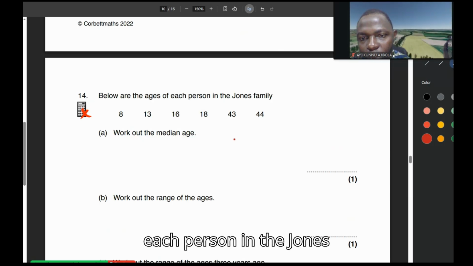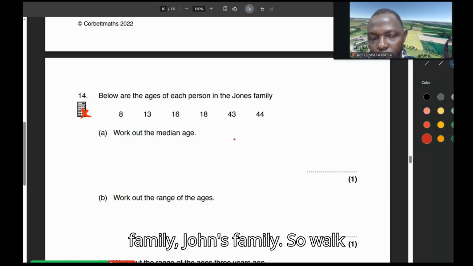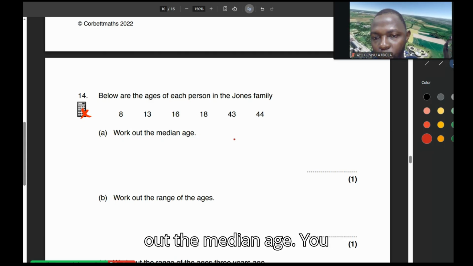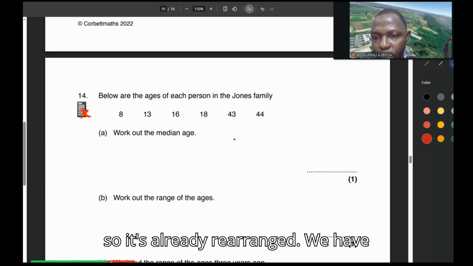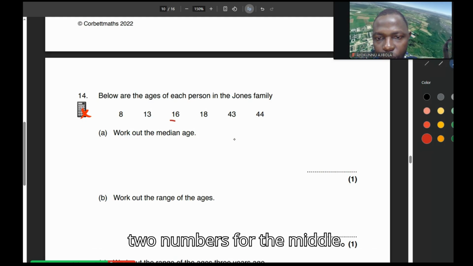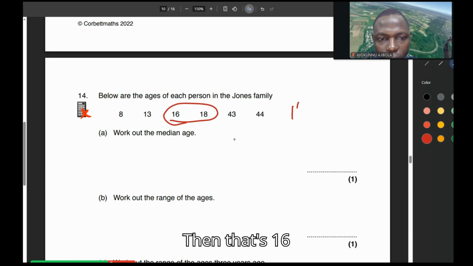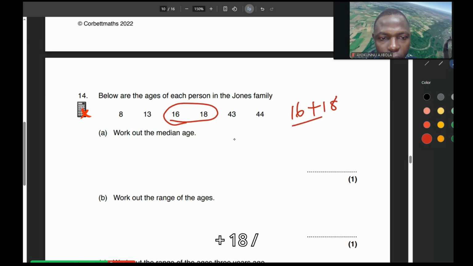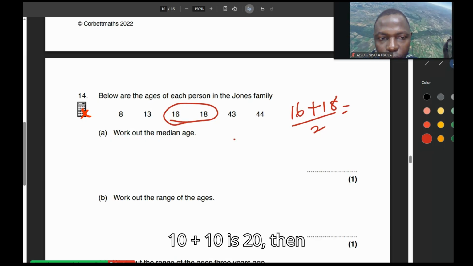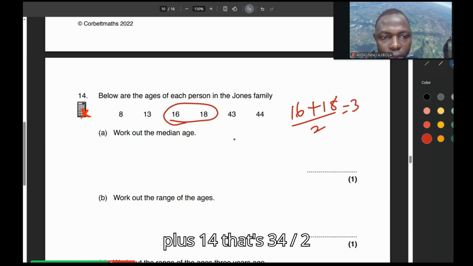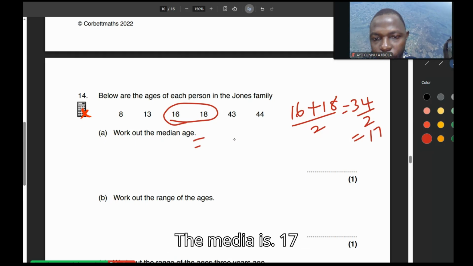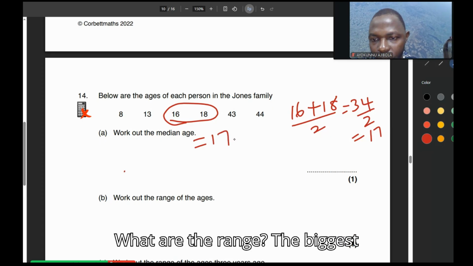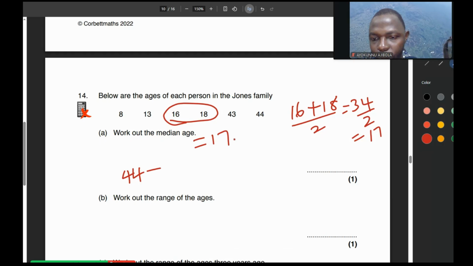Then below are the ages of each person in the Jones's family. So work out the median age. We have to rearrange from the 8, 13, 16, 18, 43. So it's already rearranged. We have two numbers for the middle. Then that's 16 plus 18 over 2. 10 plus 10 is 20. Then plus 14, that's 34 over 2, which is 17. So median is 17.